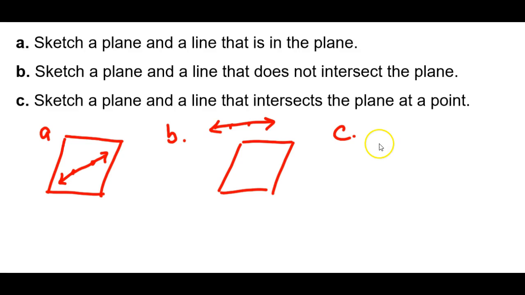Looking at part C, sketch a plane and a line that intersects the plane at one point. In part A, you'll see the line intersects the plane along its entire length, because the line keeps going forever, but so does the plane. So here I have my plane, but I have a line going through it, like it's stabbing it. Okay, so there's my two points. So here I have a line that's going through my plane at one point.